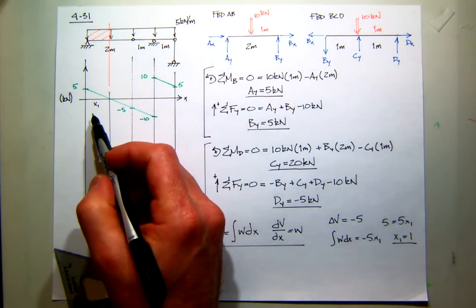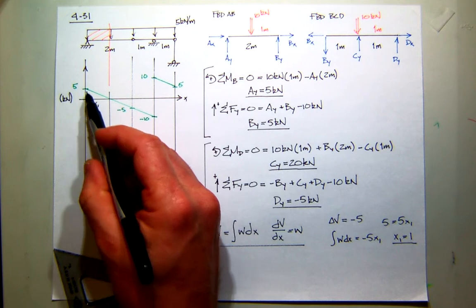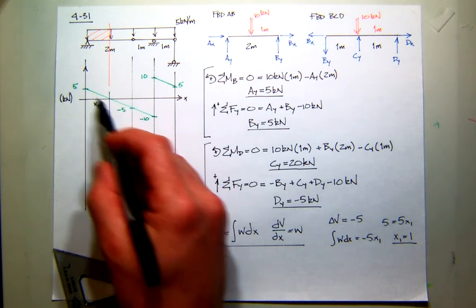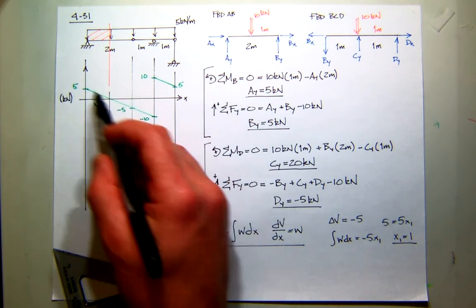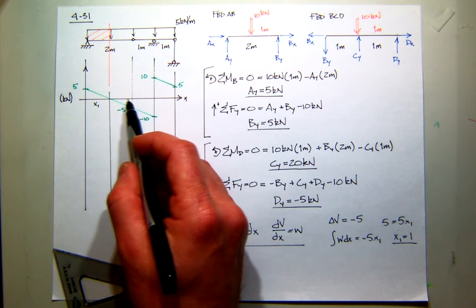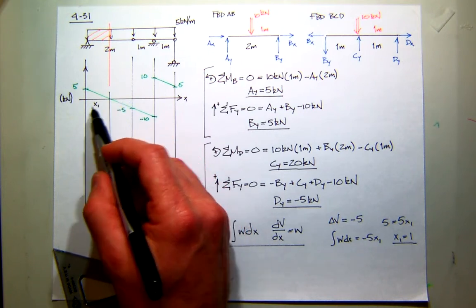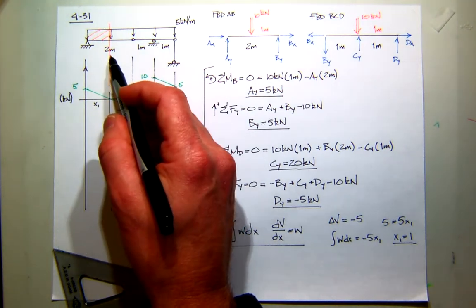Another way to get that would be similar triangles. You can see these two triangles are similar. They have the same slope. They have the same height. So this should be the same distance for each. So 2 minus x1 should be equal to 1.